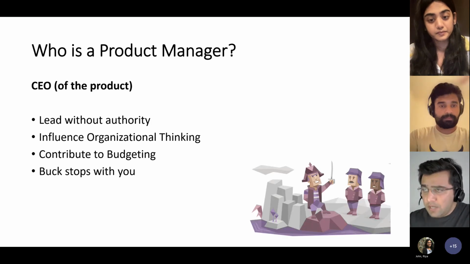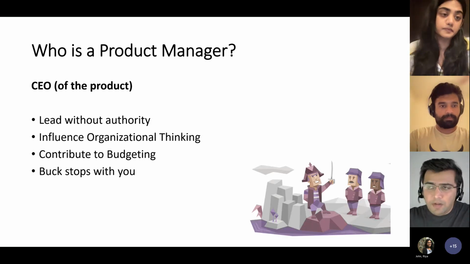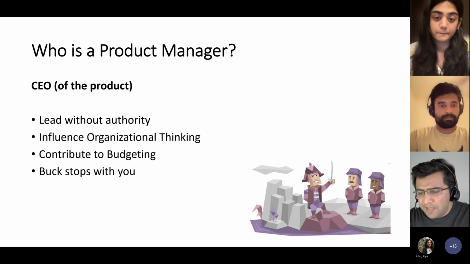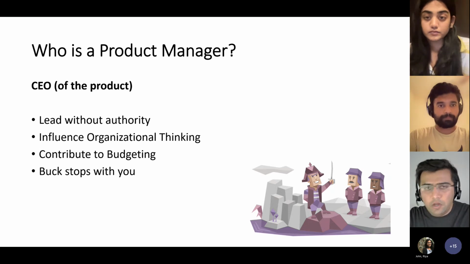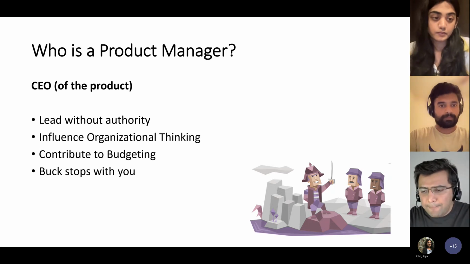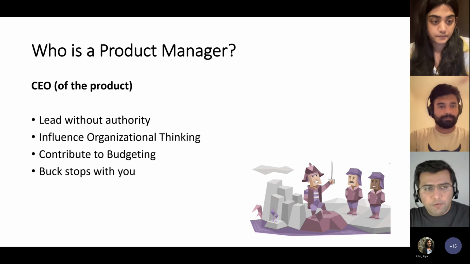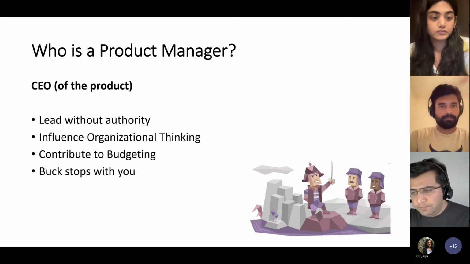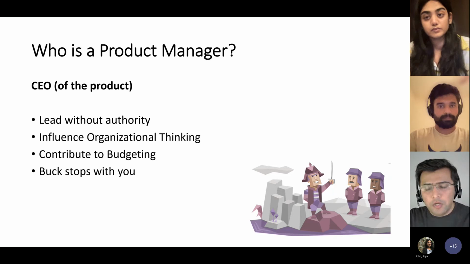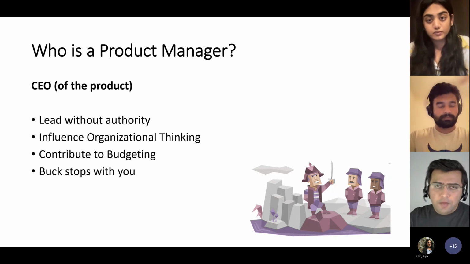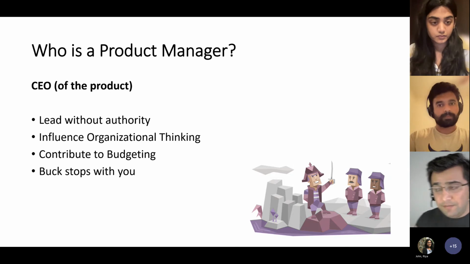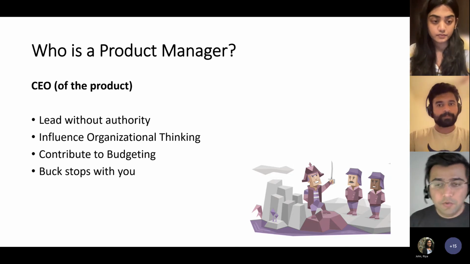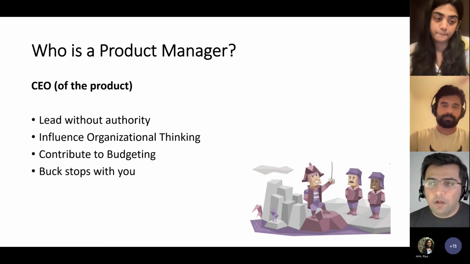So first one, who is the product manager? You are really a CEO of the product. Now, this may look like an exaggeration to an extent, given you will always be responsible for your stakeholders, your customers, your leadership, and so on. But at the end of the day, the kind of skill set that you'll be required to use with wearing this kind of hat is that you want to be able to lead without authority.